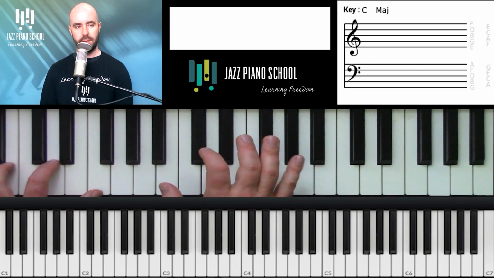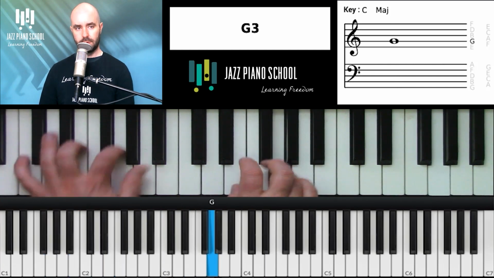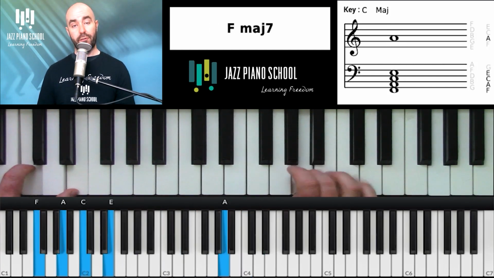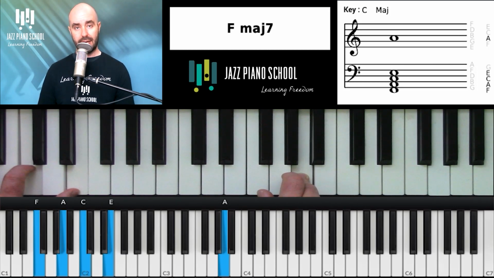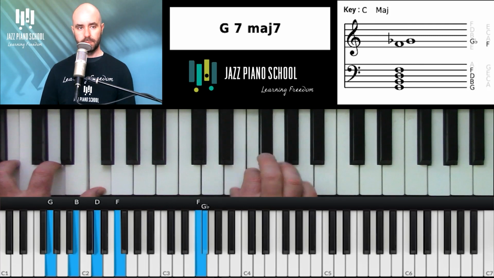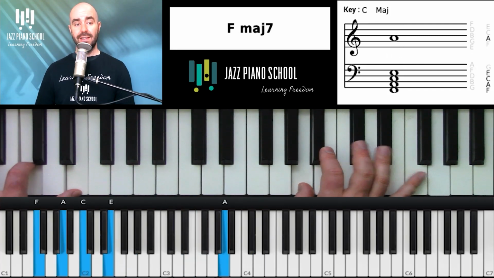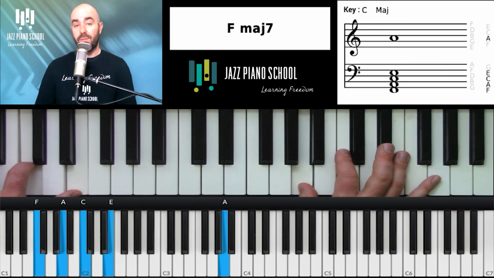So back to the G7. So there's the full line there over those 2 measures to get to this A, the 3rd of that F chord, right? Now here to end this little phrase he does just more arpeggiation.